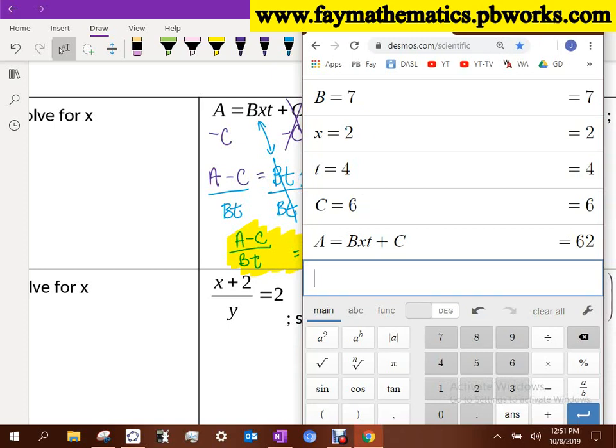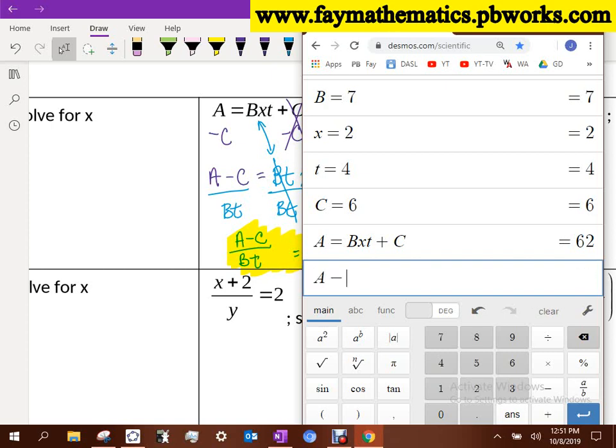Now, here's the thing. If we have solved that equation for X correctly, I should now be able to take A, subtract C from it, divide all of that by BT, and it should give me what X is. Well, what did we say X was? X was 2, right? So I should be able to type in the formula that we got at the end and see if it spits back the 2 that we declared to be X early on.